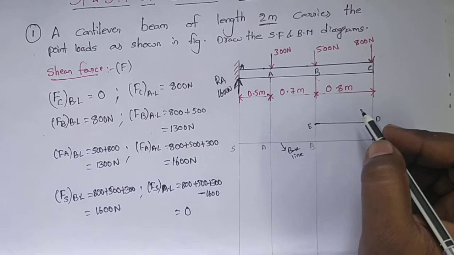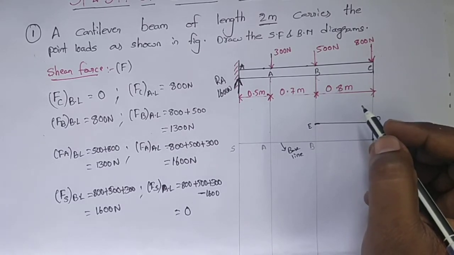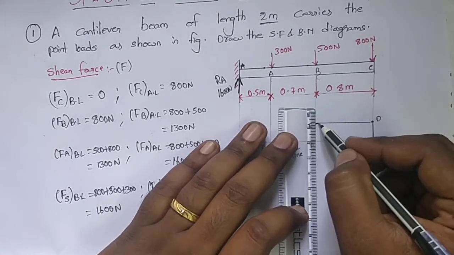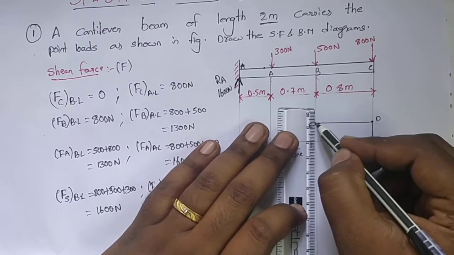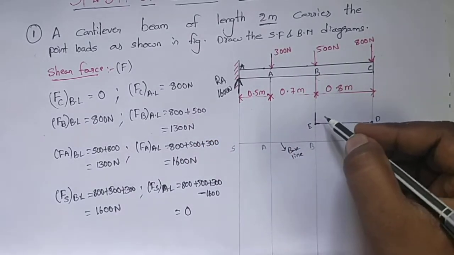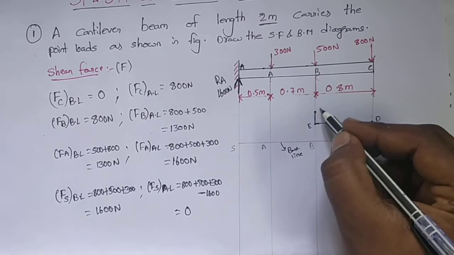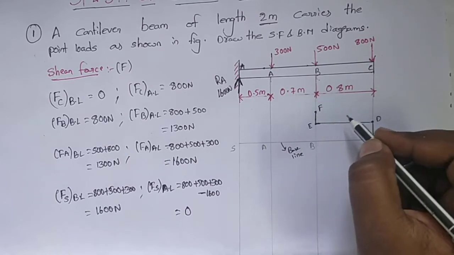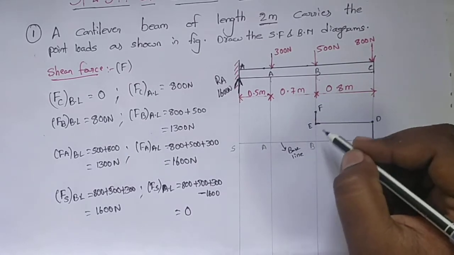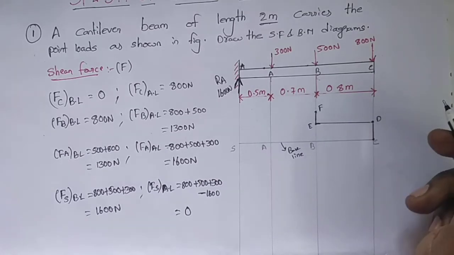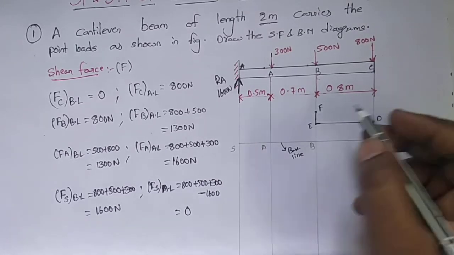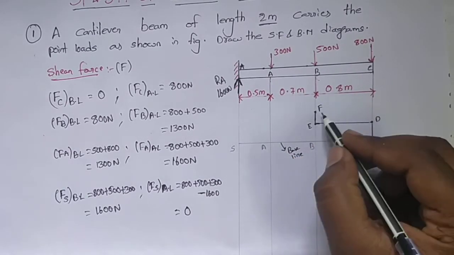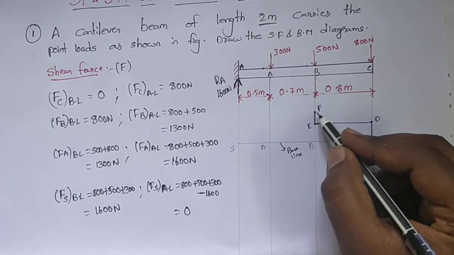Next, shear force at point B after load is 1300 newtons. Here 500 load is increased, so I take that value. It is at point F. Here the distance between E and F is increased by some length. That length is 500 newtons. Next, shear force at point A before load is 1300. Here F is a point, that is 1300 newtons.